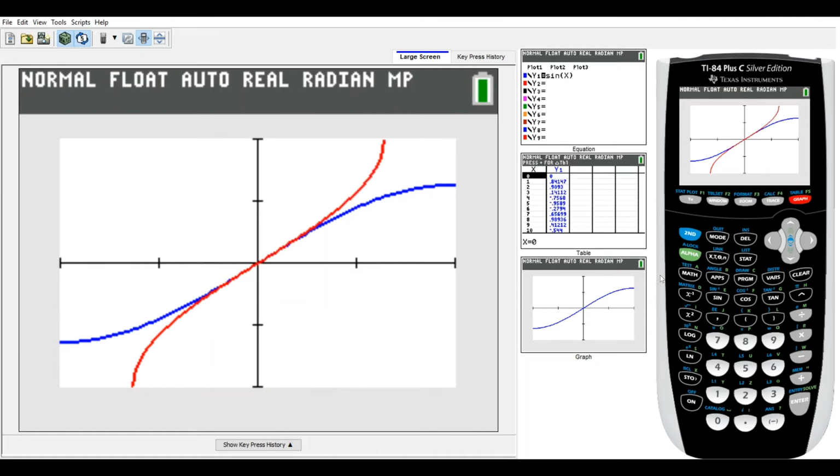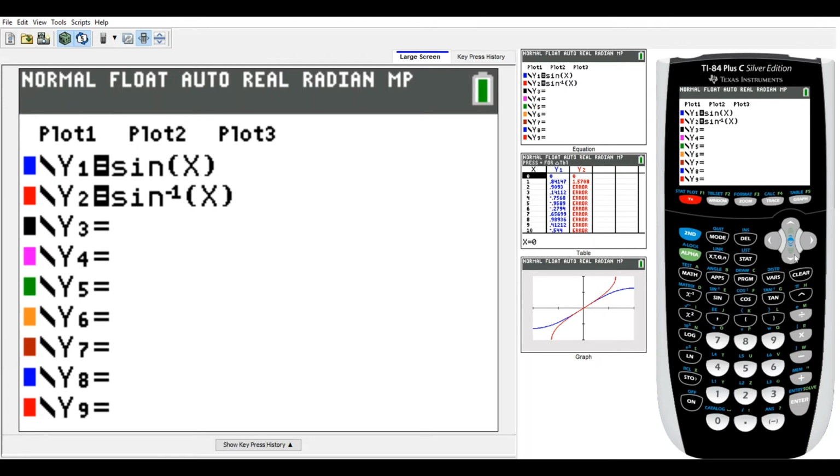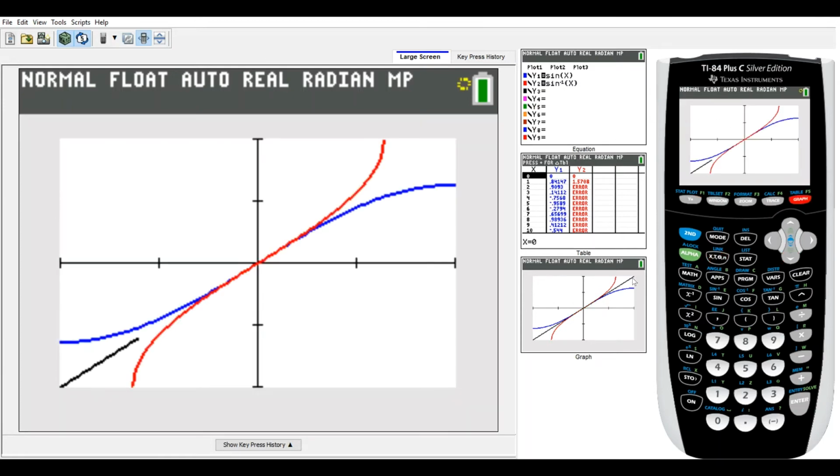All right, looks pretty good. Looks better than the one that I sketched, but yeah, we can see that it looks like it is reflecting across the line y equals x. And we can check this. I just put in y equals x and then hit graph. There we go.